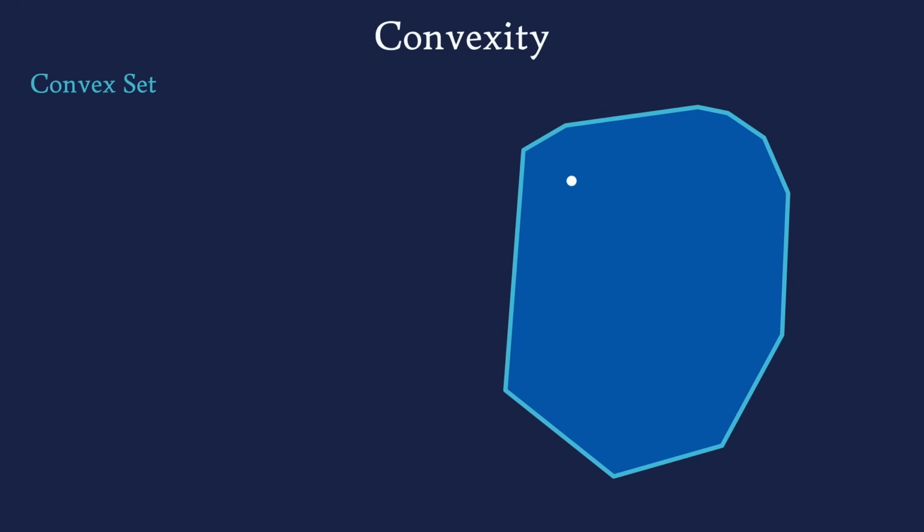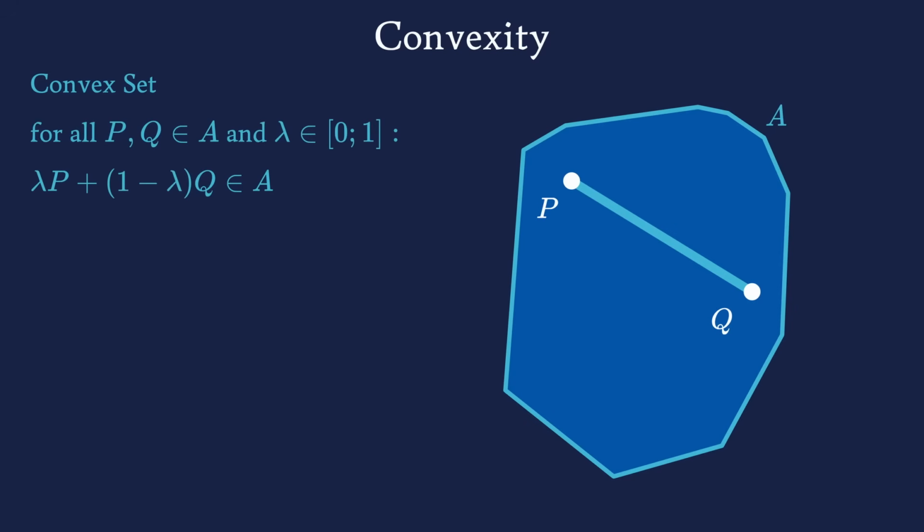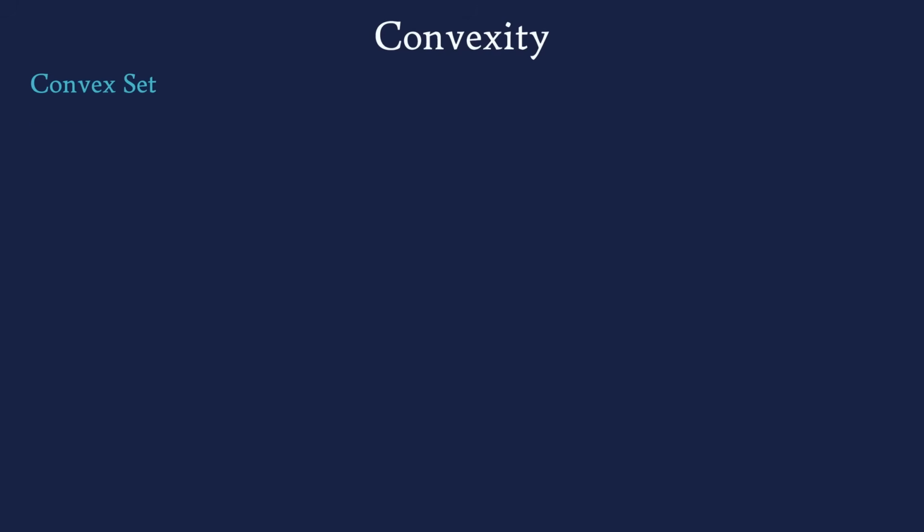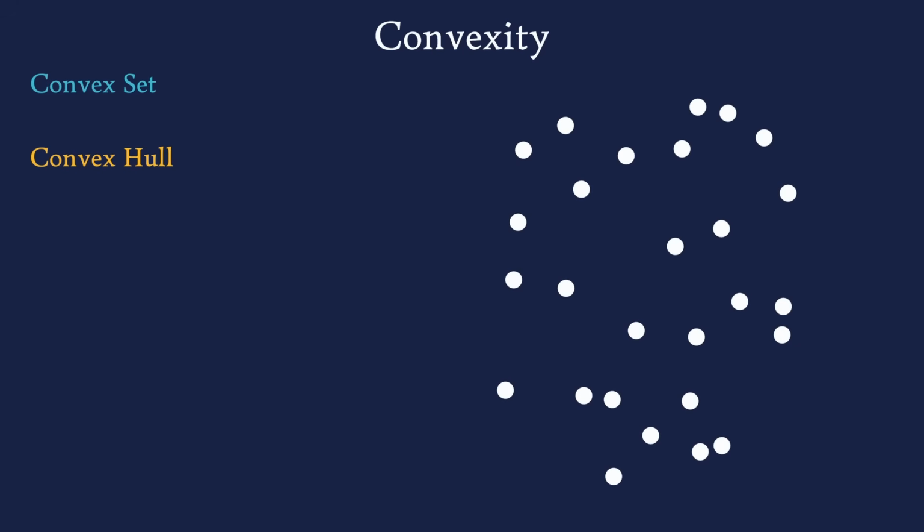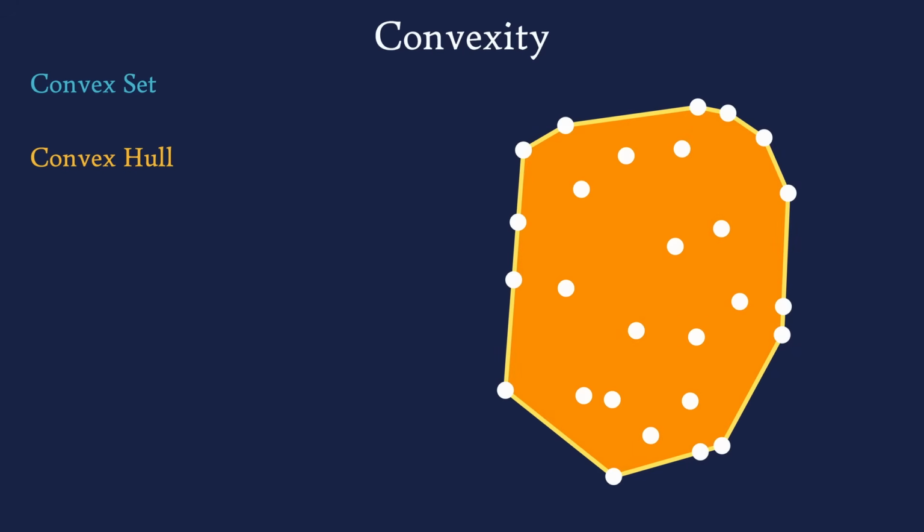That means if you take 2 points in the set and look at a straight line segment connecting them, all of these points in between also lie in the set. If we give the set and the points names, we can formalize this via this weighted sum. But the important part for us is the geometric idea. Second, there is the concept of the convex hull. Given a set of points, we can ask ourselves, what is the smallest convex set that contains these points?